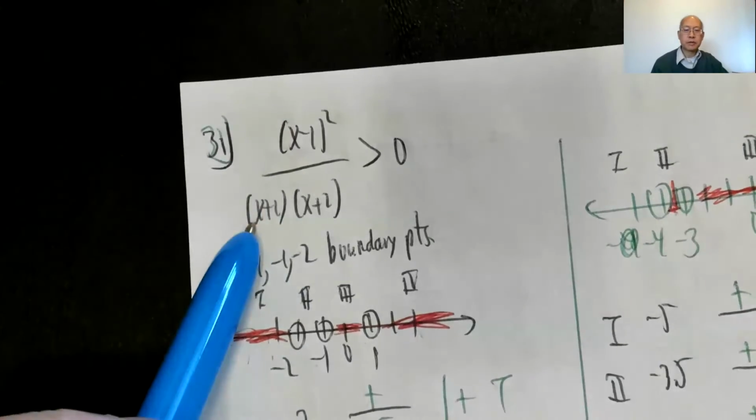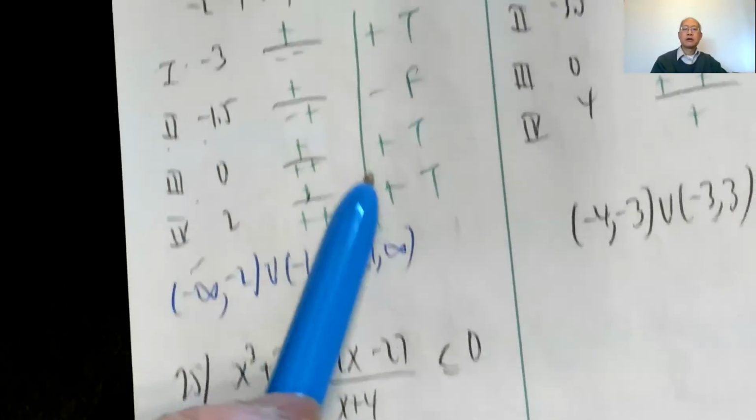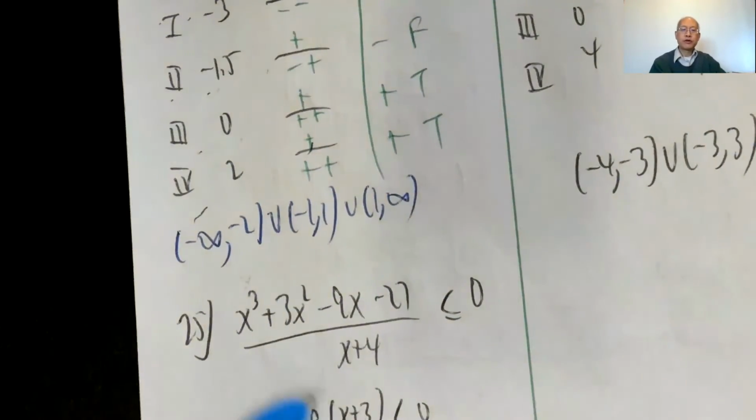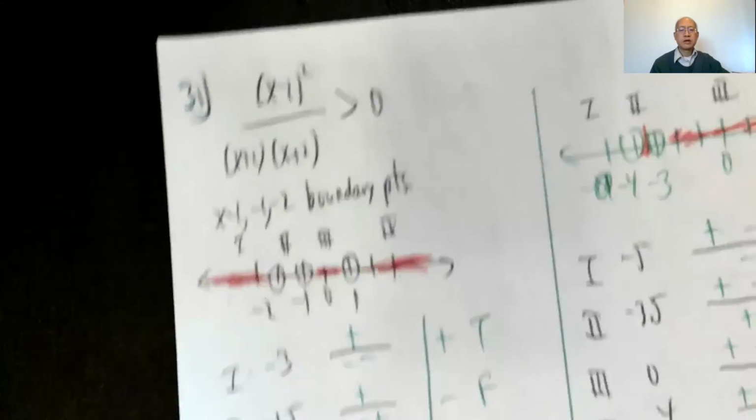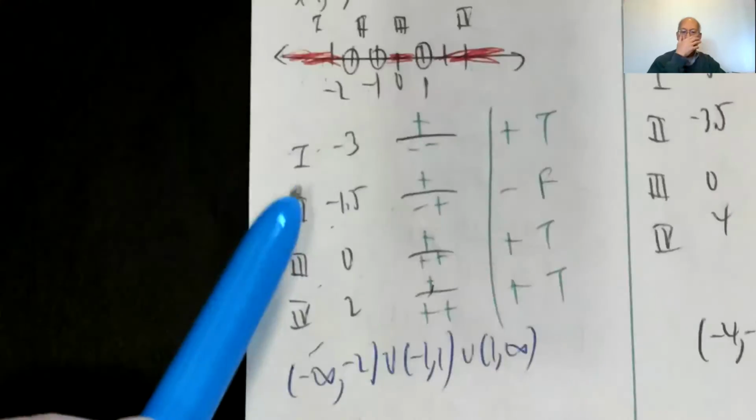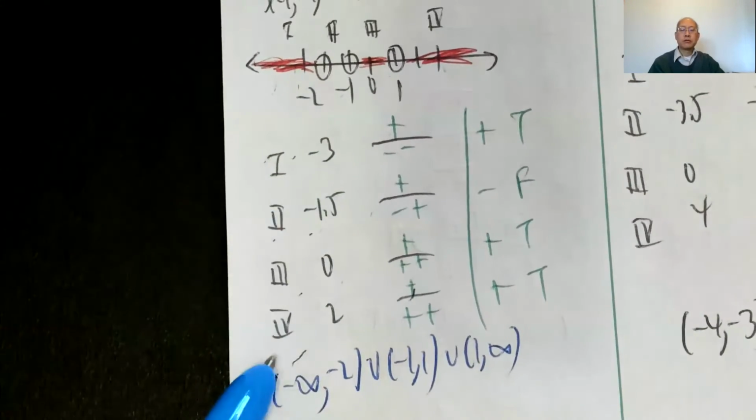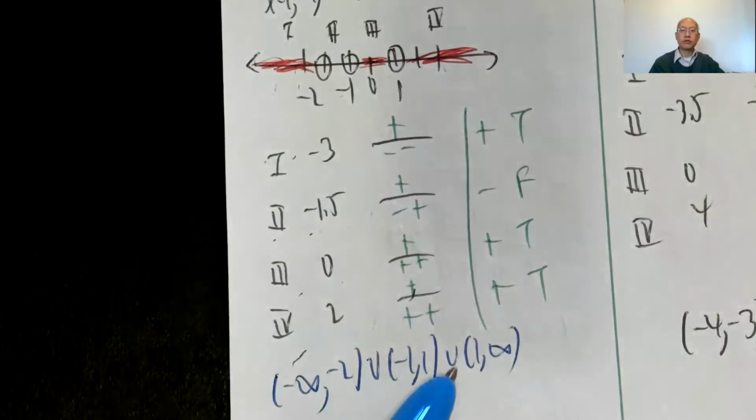0 looks like everything is positive. That's already positive. 0 plus 1, 0 plus 2, positive. 3 positives, positive, greater than 0, true. Shading region 3. Region 4, 2. Positive, positive, positive. Everything's positive. Positive greater than 0, true. Shading region 4. So the only false region is region 2. So parenthesis, -infinity, -2, union -1 to 1, union 1 to infinity.